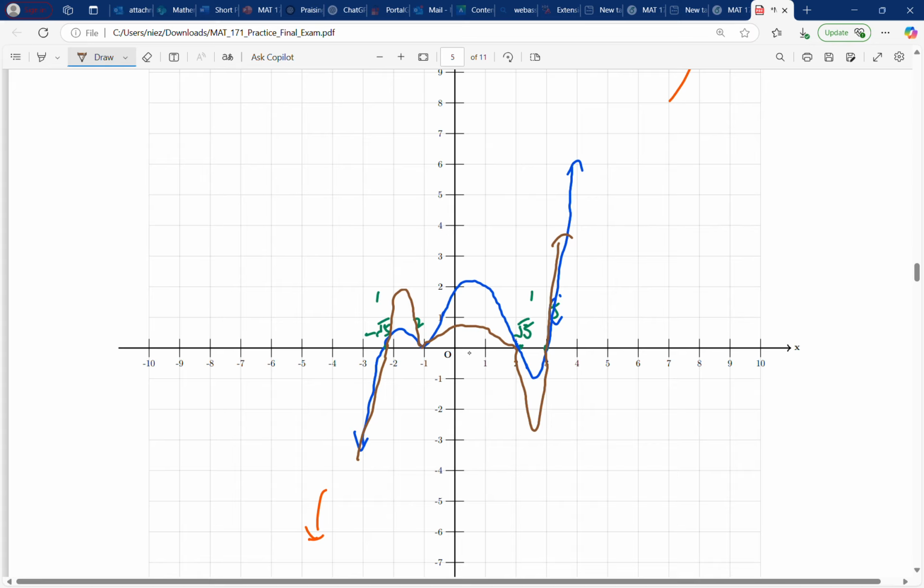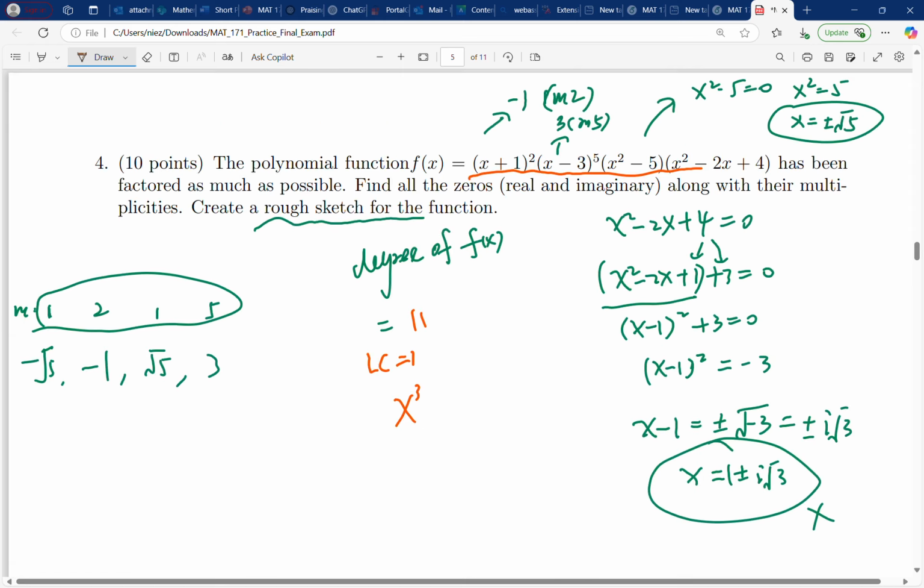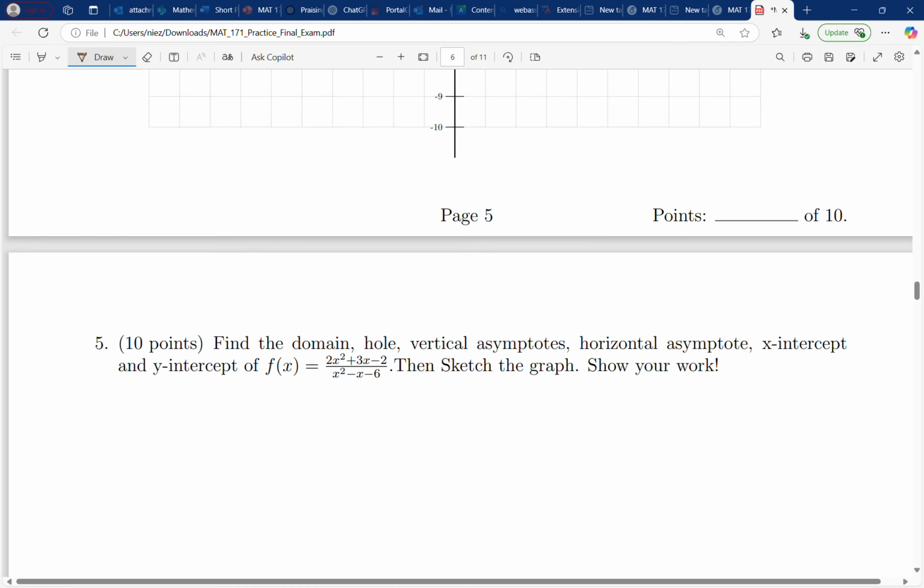You just want to know, when the multiplicity is 2 like this point, you should touch it and then bounce back. Those 3, it should pass it. And the end behavior. Roughly sketch, right?